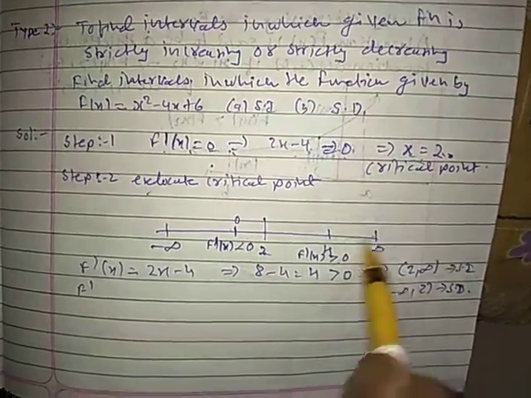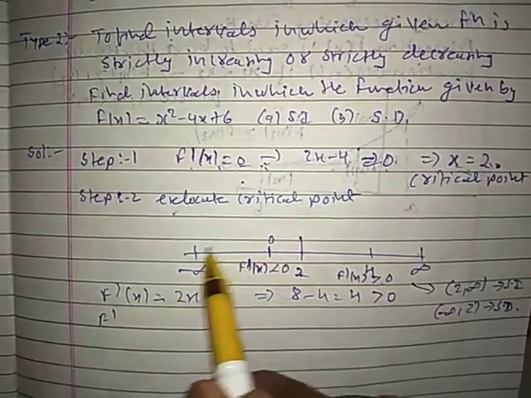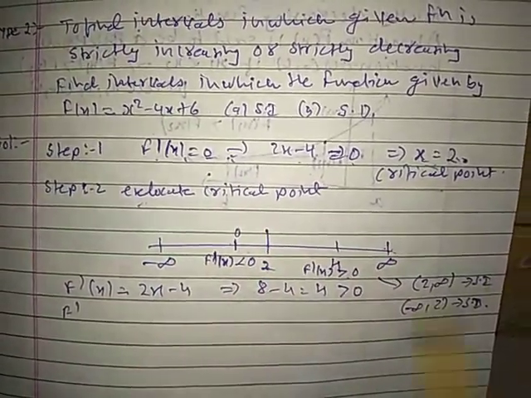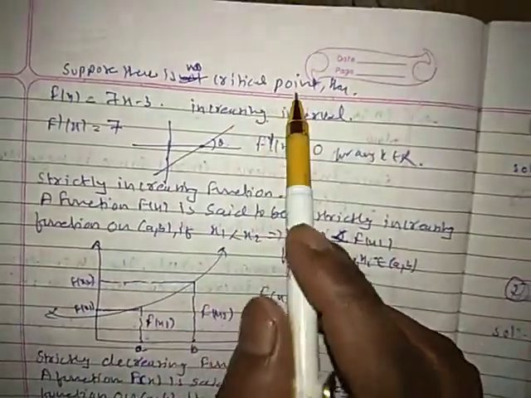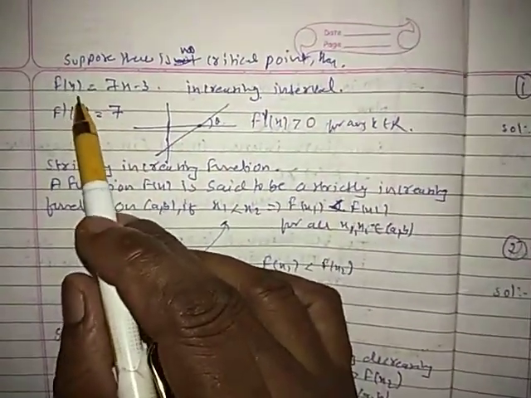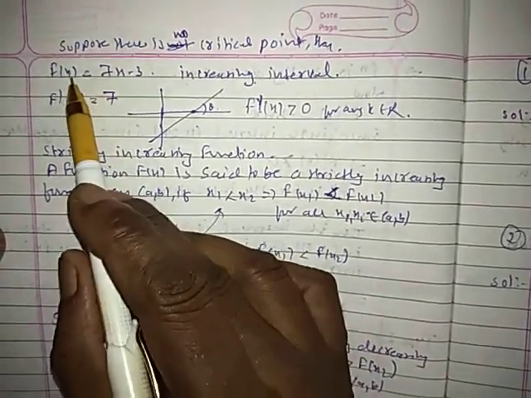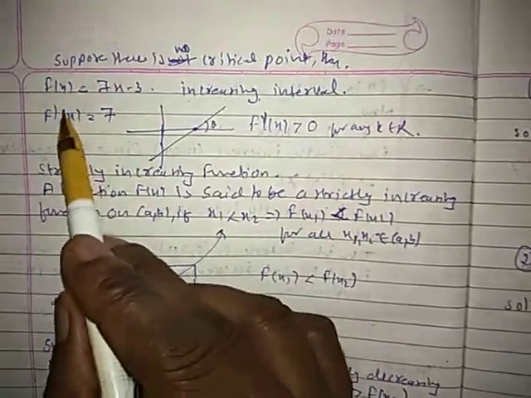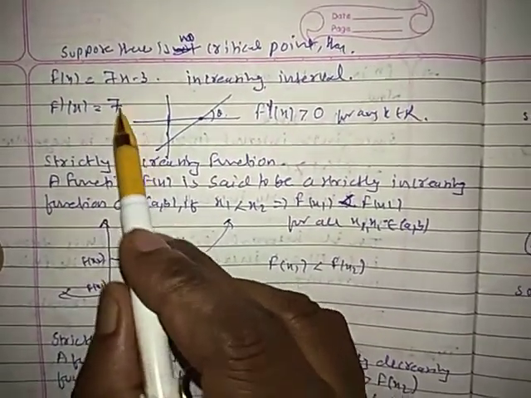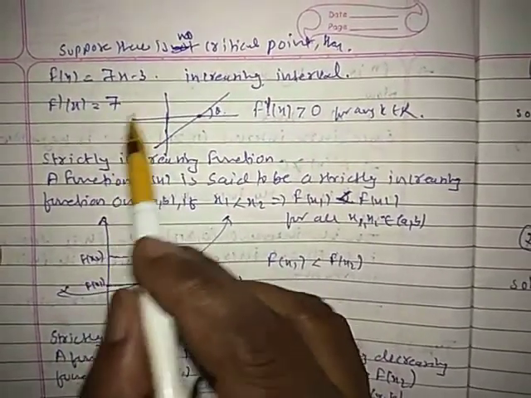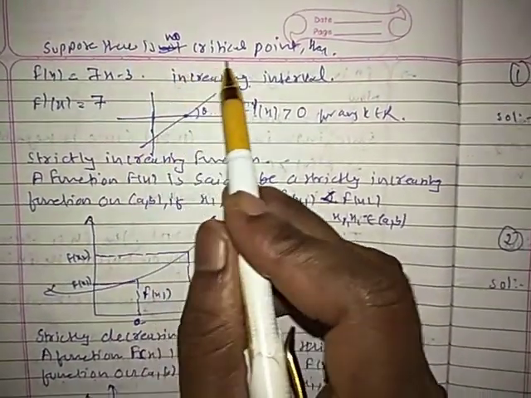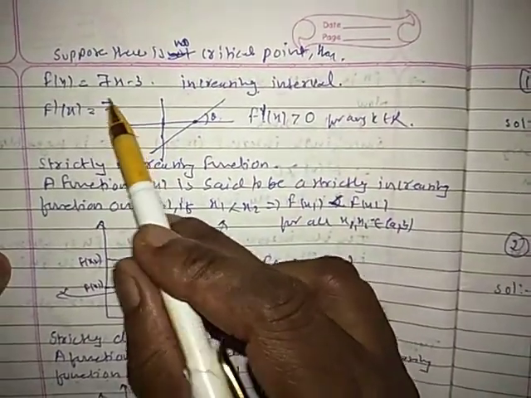Suppose there is no critical point, then in that case what will we do? Suppose you take an example, f dash of x is equal to 7x minus 3, increasing interval. So f dash is 7. Now we cannot equate it to 0. So whenever there is no x, we can say it is not a critical point.